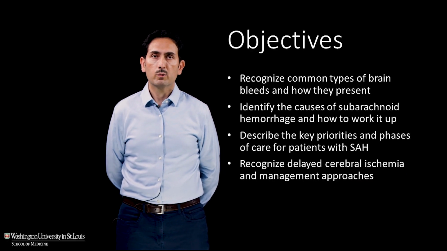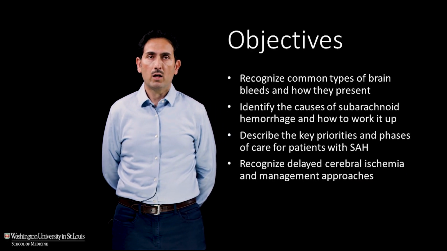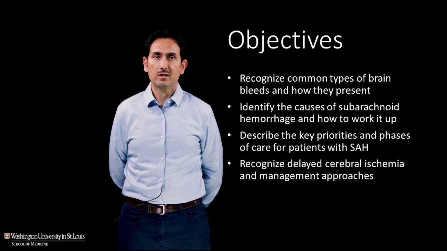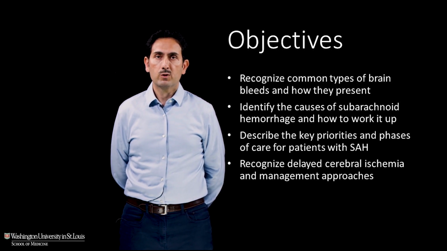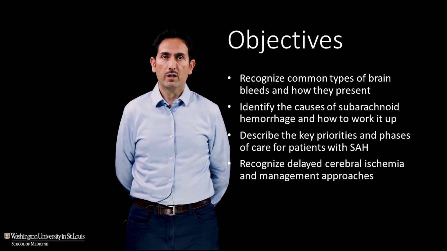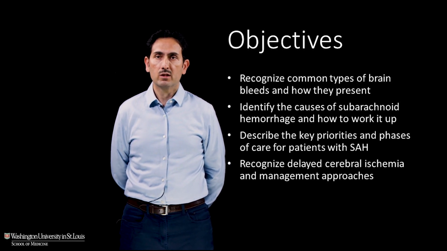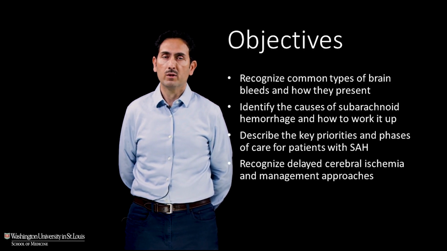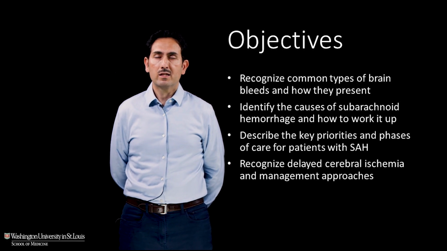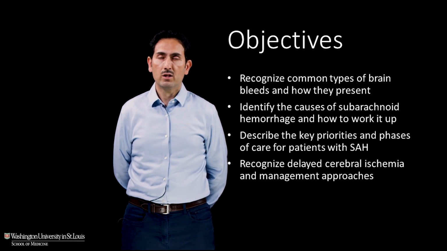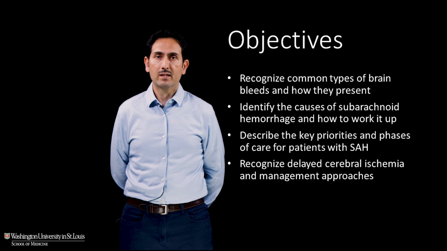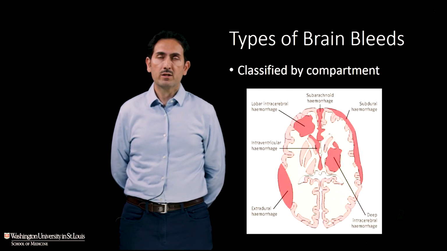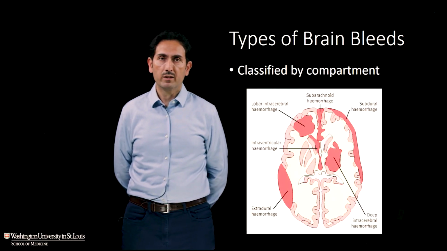In this talk, we will cover how to recognize common types of brain injury, how to organize them, how they present, and specifically talk about subarachnoid hemorrhage, its causes, what are the priorities in working it up, and in the early and subacute management of patients with subarachnoid hemorrhage. We will also specifically talk about delayed cerebral ischemia, a typical complication of SAH, and how management can take that into account.